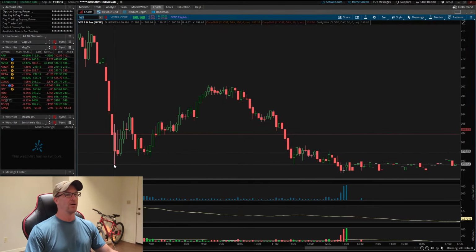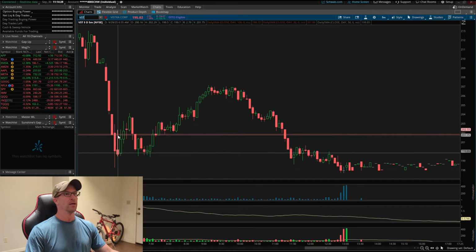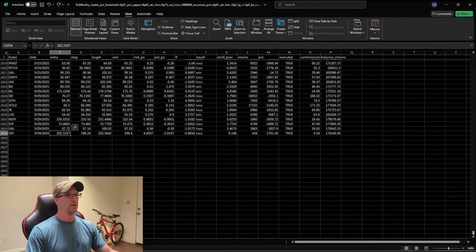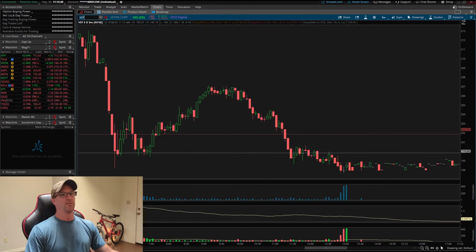This is a little uglier, but still it meets the criteria, right? You've got your 20% ATR, you hit that pretty early. You've got a lower candle here, and then this candle actually clips the high here, and so you would enter on this candle. The entry is 202.31 in the backtest. You can see the initial stop was 198.26, and the target was 222. And then the exit ended up being 198.4, which was the end of day.